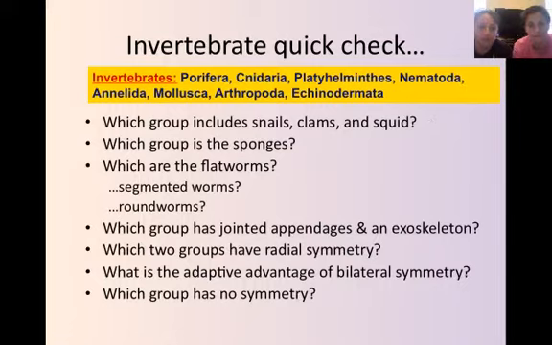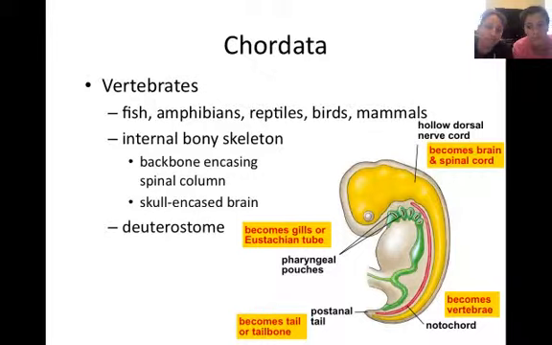So the first one, which group includes snails, clams, and squid? Which group is the sponges? Which are the flatworms, the segmented worms, the roundworms? Which group has jointed appendages and an exoskeleton? Which 2 groups have radial symmetry? What is the adaptive advantage of bilateral symmetry? And which group has no symmetry? Okay, so you can go back in the podcast, find these answers, jot them down, and have them as part of your notes. Okay, so let's move on.